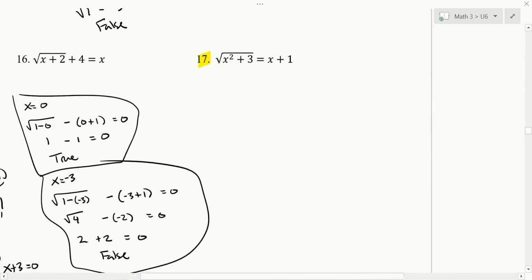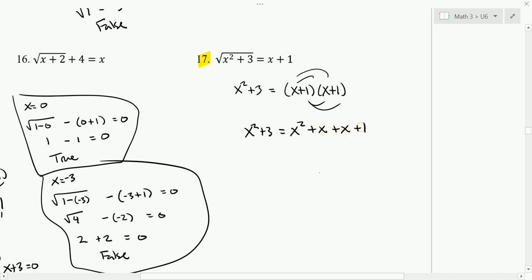Number 17, square both sides, and we end up with x squared plus 3 is x plus 1 times x plus 1. Distribute. You get x squared plus 3 is x squared plus x plus 1. I'm going to subtract x from both sides. X squared from both sides. And we get 3 is x plus x, which is 2x plus 1. Subtract 1. Divide by 2, and you end up with x is 1.